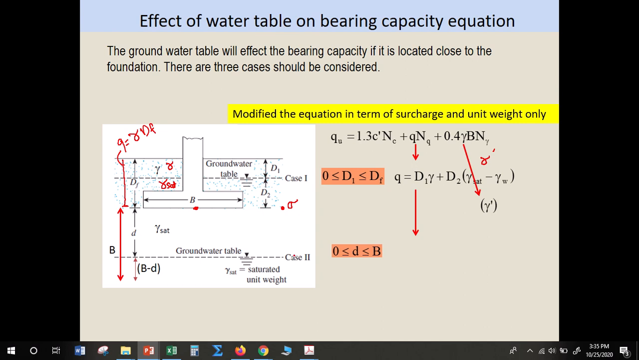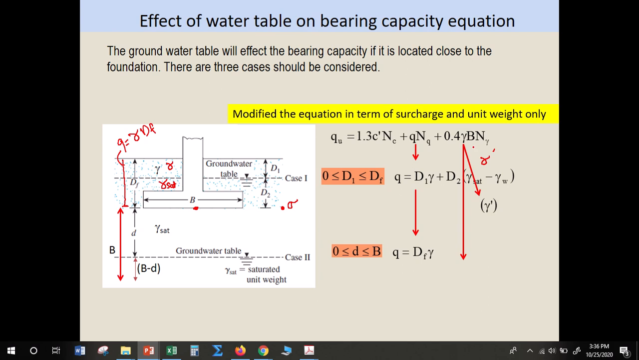How to calculate the surcharge? The surcharge is until this point only, not to this point. If the groundwater table is located here, this is gamma dry because there is no water here. So we use only gamma dry, gamma dry times dF, to calculate the surcharge. We use gamma dry because the condition here is dry, and we use dF, the whole depth here.